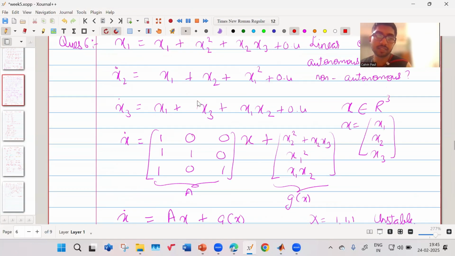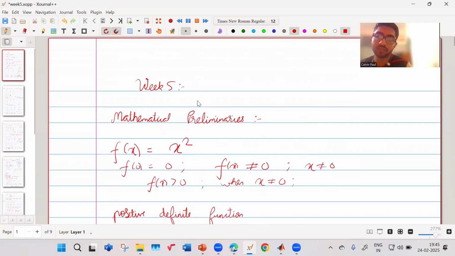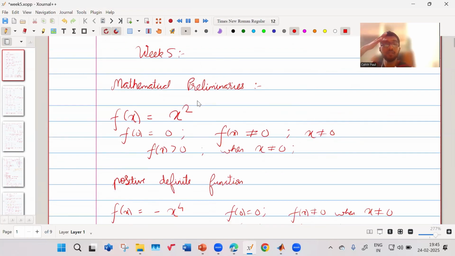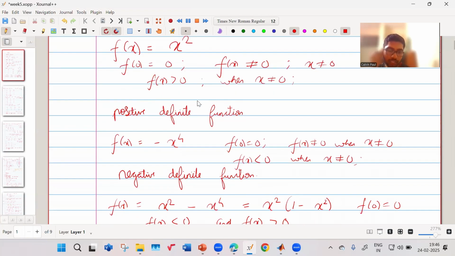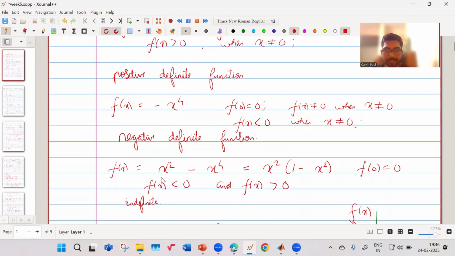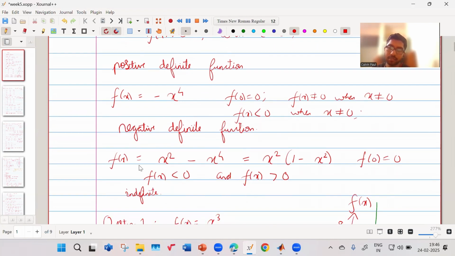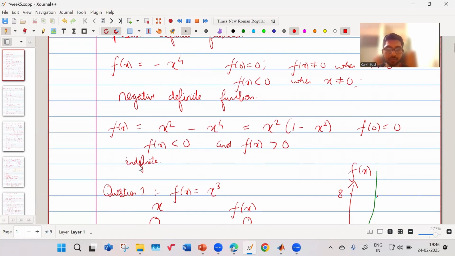Instead, let me do a summary of what was taught today. First we did the mathematical preliminaries, where we have f of x equal to x squared, and we saw its value at the origin is 0. And f of x is not equal to 0 when x is not equal to 0. So f of x is greater than 0 when x is not equal to 0, so we could say this is a positive definite function. Similarly, for minus x raised to 4, we showed that it is a negative definite function. In this case, it is indefinite because f of x can be greater than 0, and it can also be less than 0.